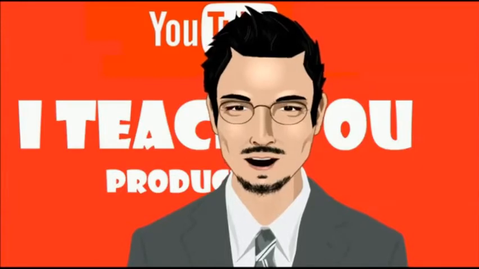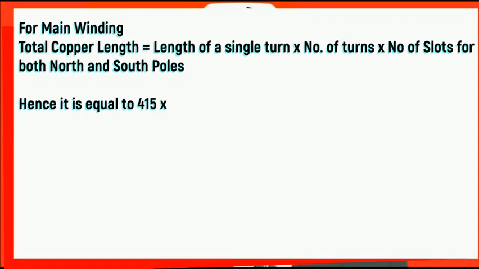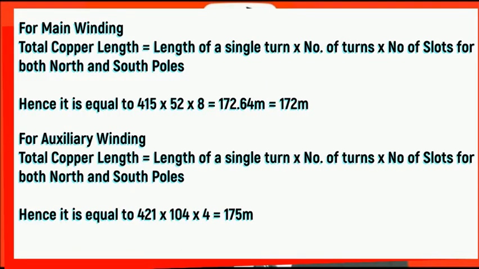Thus, we are now able to determine the length of each winding as follows. For main winding, total copper length equals length of a single turn times number of turns times number of slots for both north and south poles. Hence it is equal to 415 times 52 times 8 equals 172.64 m, roughly 172 m.